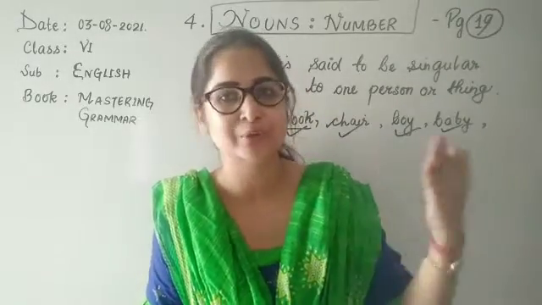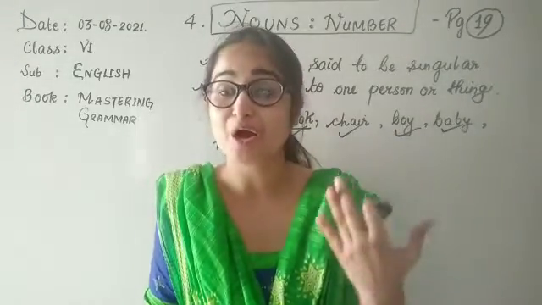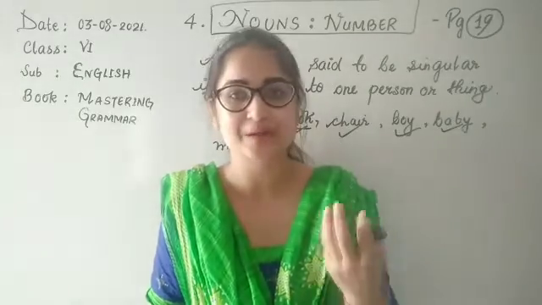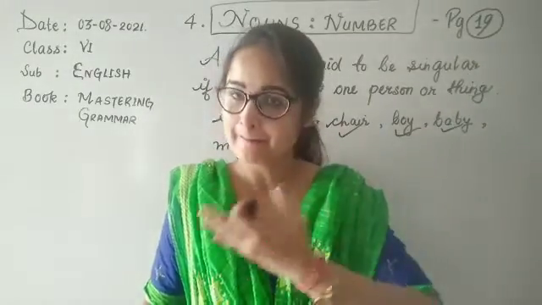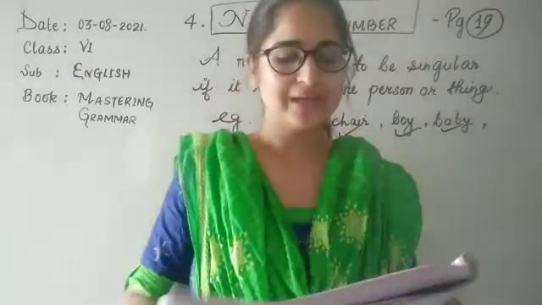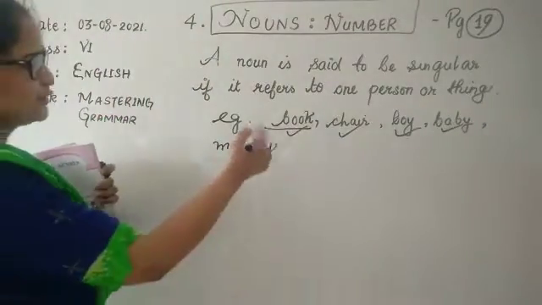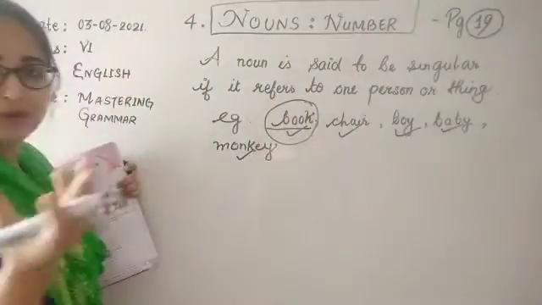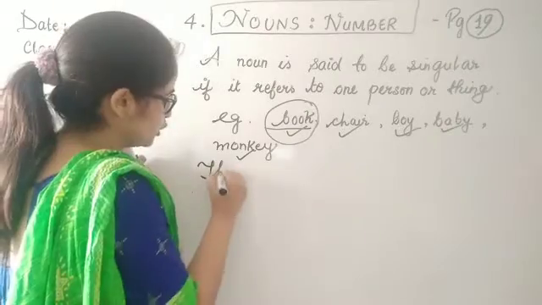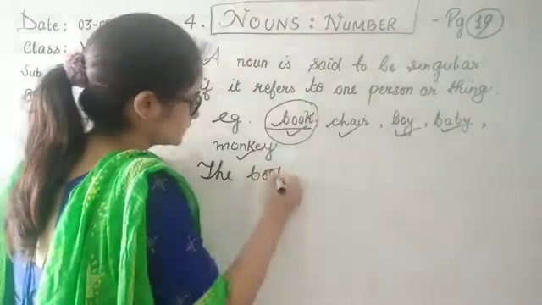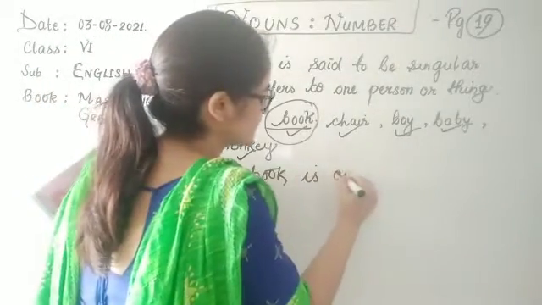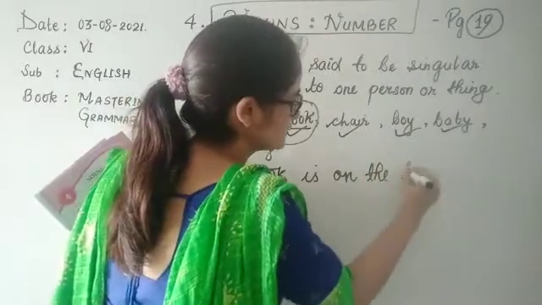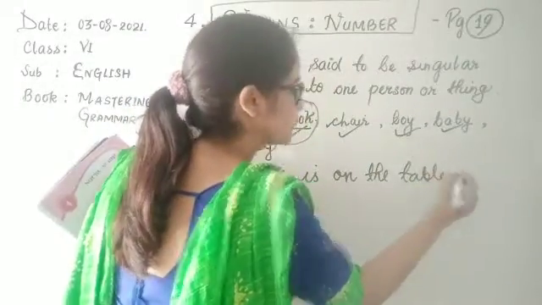We cannot use plural verbs with it. But for countable nouns, we can determine whether it's singular or plural, right? So let us see here. Now if I am going to use this one, let's see what I was telling about the verb. The book is on the table. Yes children? The book is on the table.